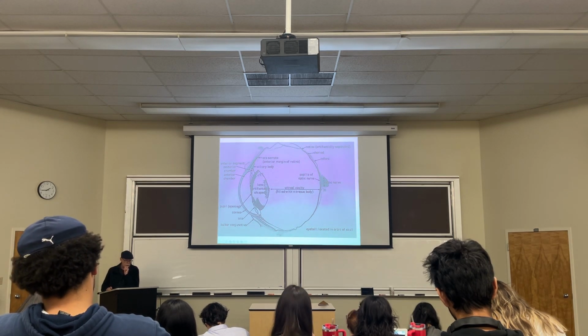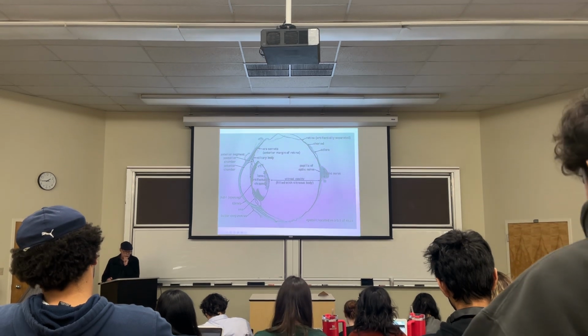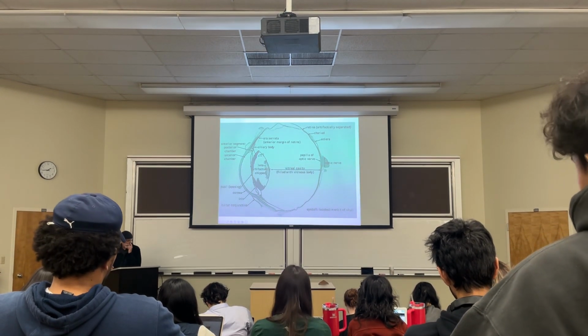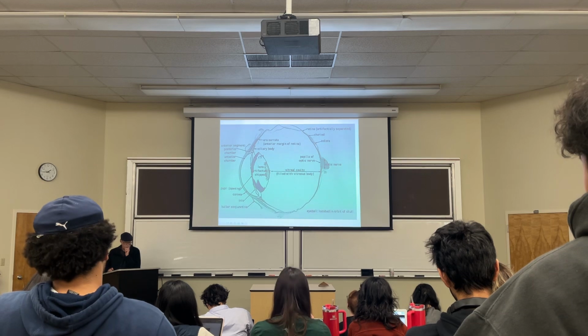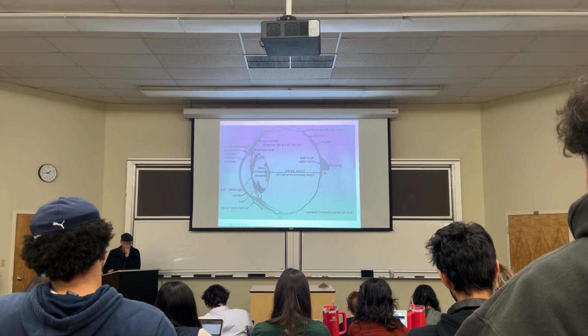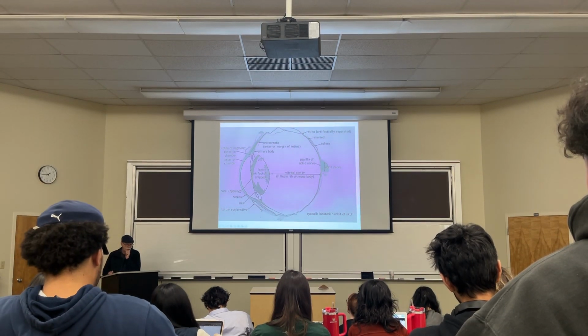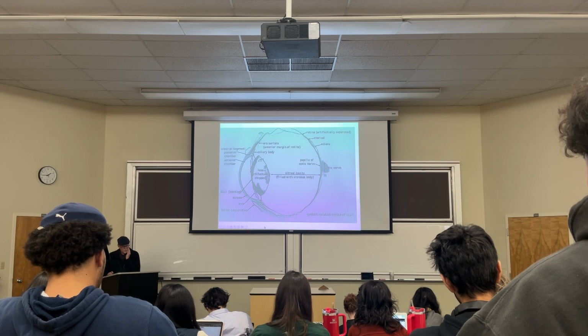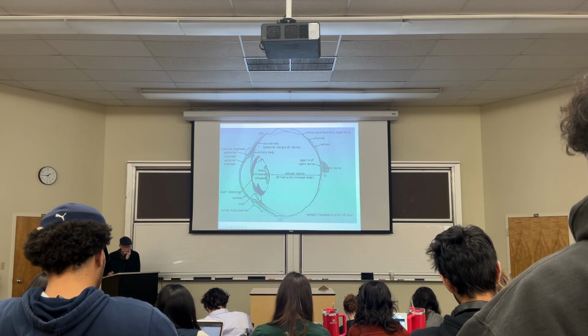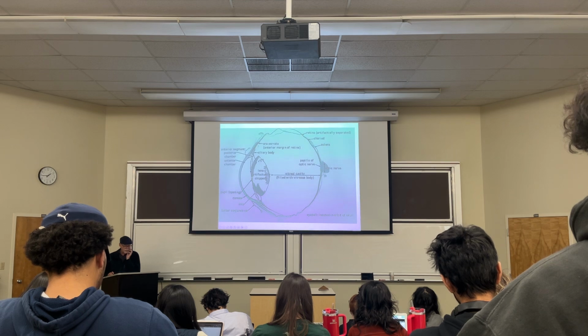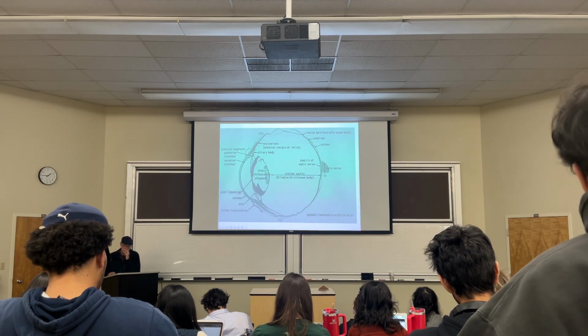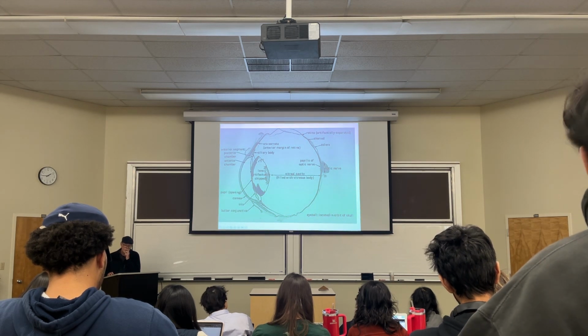This is our lens. It's attached by zonula fibers to the ciliary body, the ciliary muscle, so it can change shape. And around the pupil, right here's the pupil, the opening, we have the iris, which is the colored part of the eye, and can change the opening aperture of the pupil. There's our optic nerve.